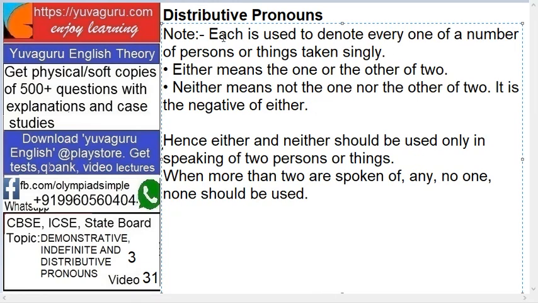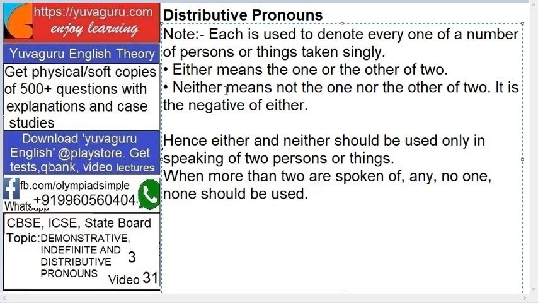Now a few important points. Each is used to denote every one of a number of persons or things taken singly. Each is used when we have to take persons or things singly. Either means the one or the other of the two. Either means we have to make a choice, this or this. Neither means no choice, the opposite of either. Neither means not the one nor the other of the two. It is the negative of either.